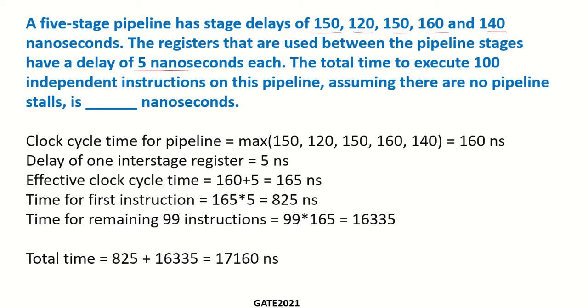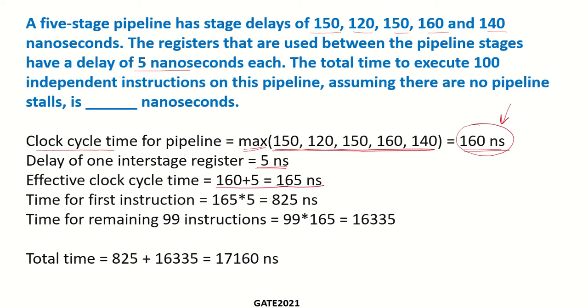So we know that if we are given the latencies for each stage, then in a pipeline we take the maximum of this, and this will give us 160 nanoseconds. This will be the clock cycle time, and this much time is required for each stage to complete its task. Also, it's given that there are interstage registers and the delay of one interstage register is 5 nanoseconds. So if we compute the effective clock cycle time, it would become 160 plus 5, which is 165 nanoseconds.